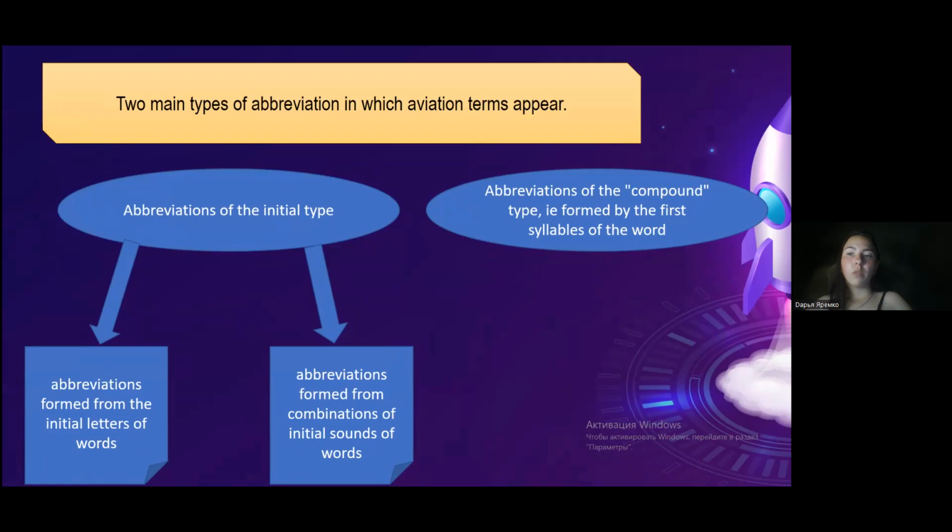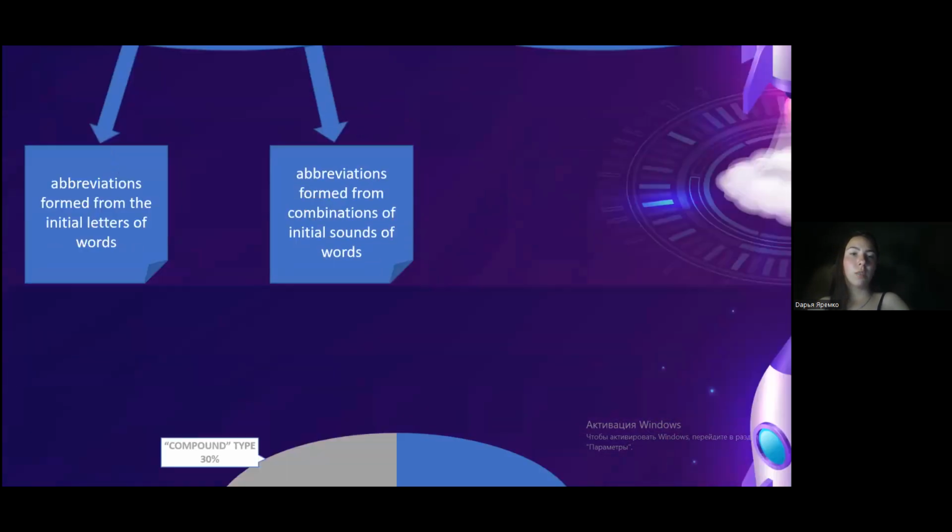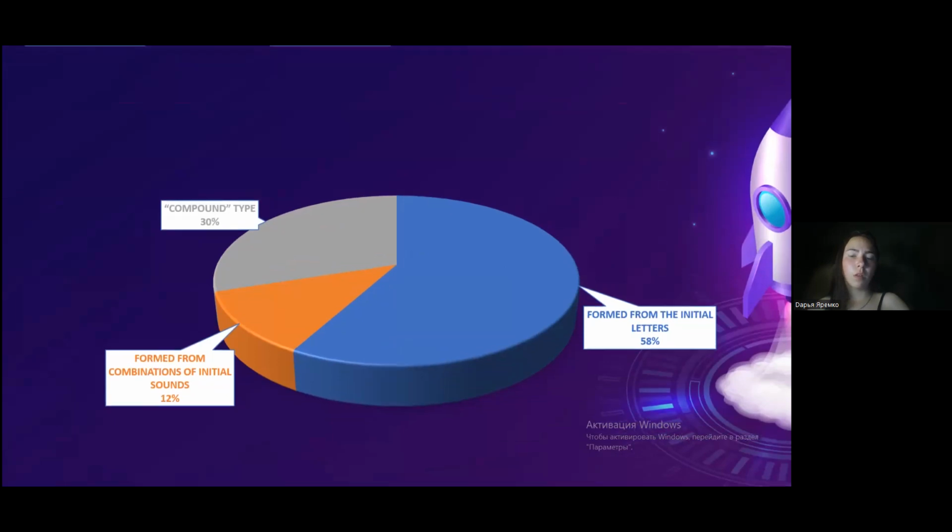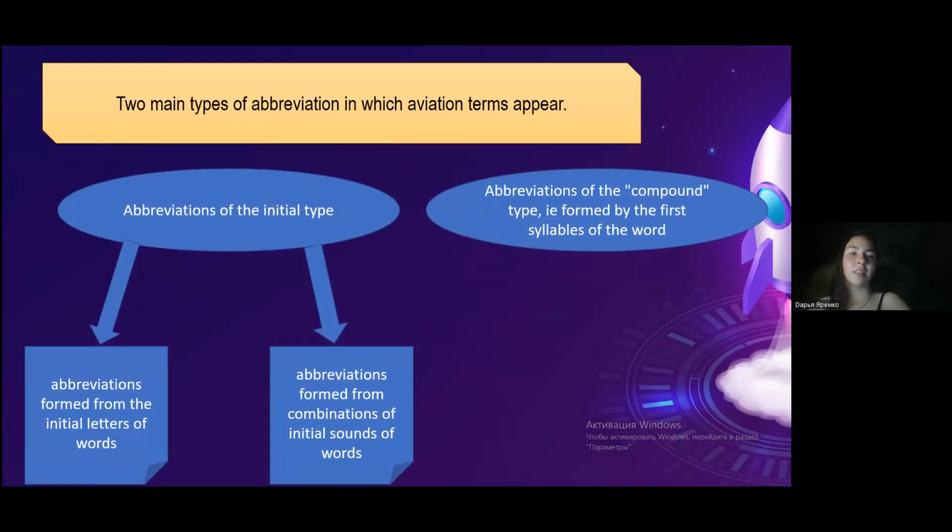Abbreviations should be noted as one of the most common ways in which aviation terms appear. Thus, in modern aviation terminology, there are two main types of abbreviations. The first one, abbreviations of the initial type, is divided into abbreviations formed by the initial letters of words, and abbreviations formed from combinations of initial sounds of words. And the second type, abbreviations of the compound type, formed by the first syllables of the words. Next slide, please.